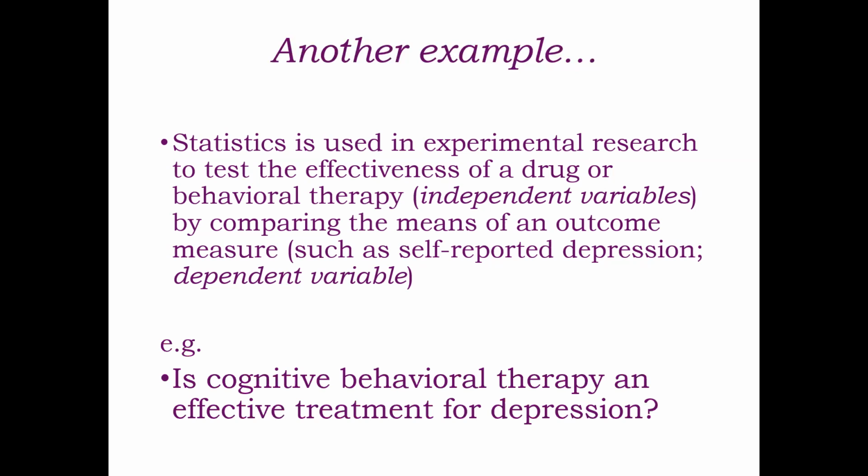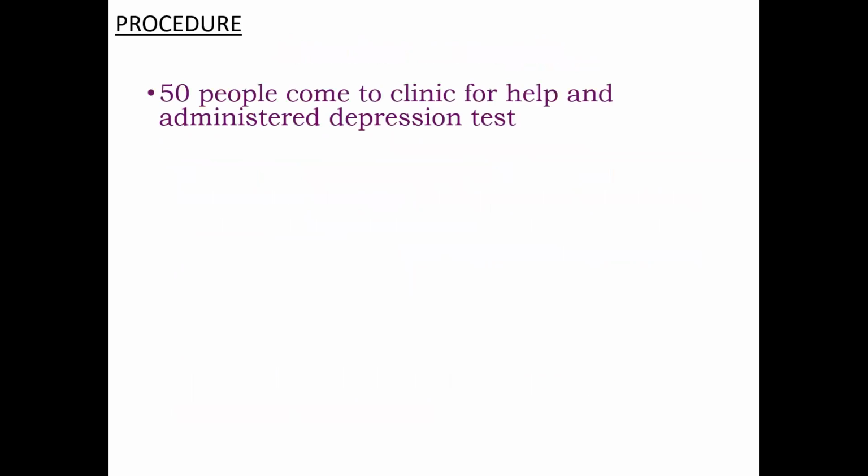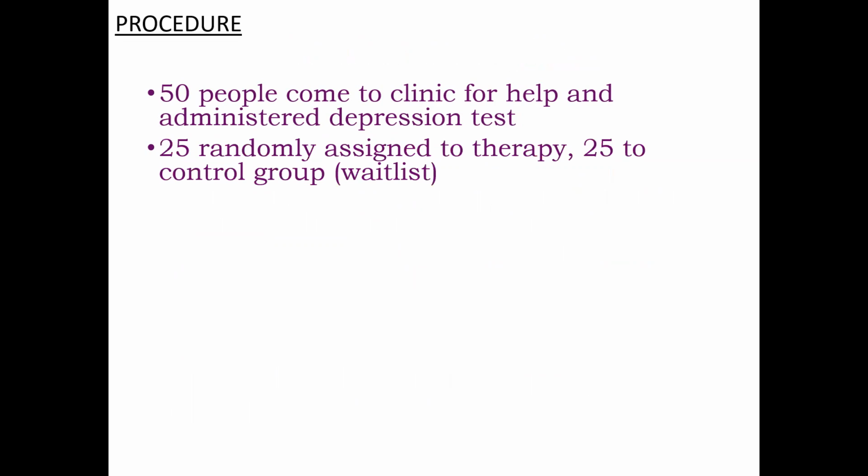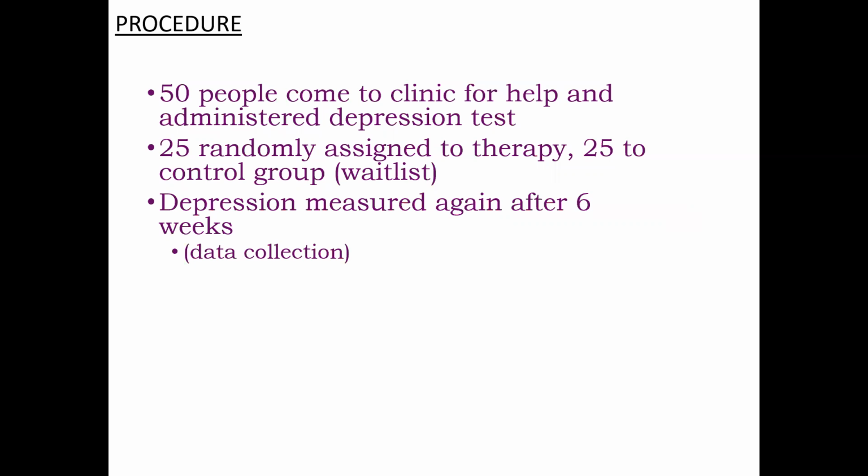So for example, you could say, is cognitive behavioral therapy an effective treatment for depression? So for example, 50 people would come to a clinic for help, and they're administered a depression test. This would be the pre-test. Then we'd randomly assign 25 to therapy and 25 to a control group, which is waitlisted. So when people come for help, we can't just say, no, you might not receive help. We just have them be on a wait list, and they'll receive help after they do a post-test depression, okay? The depression is measured again after 6 weeks. So the ones in therapy do 6 weeks of therapy, and the ones who weren't in therapy just come back and do the test. That's the data collection.